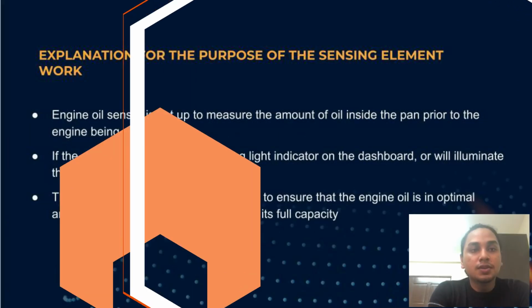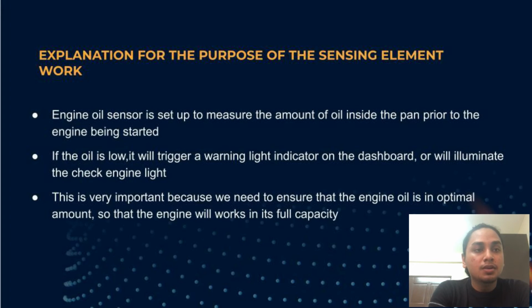My name is Muhammad Aliff bin Muhammad Yusoff. My matrix number is 200242. So today I'm going to explain the purpose of the sensing element, which is we chose the engine oil sensor and the brake fluid pressure sensor. So for the first one, the engine oil sensor is set up to measure the amount of oil inside the pan prior to the engine being started.